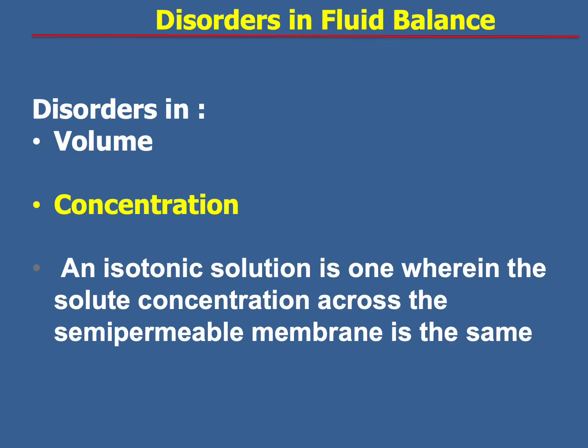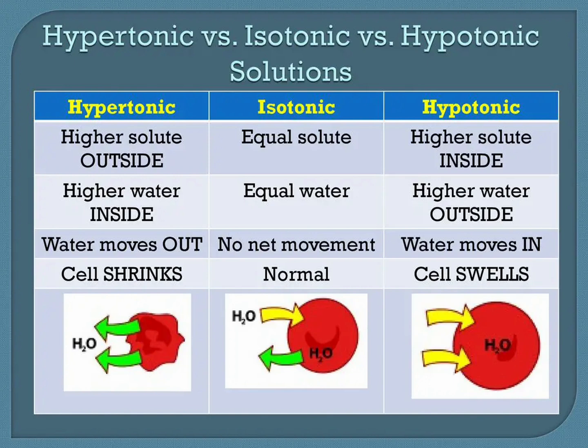An isotonic solution is one wherein the solute concentration across the semipermeable membrane is the same, and therefore an isotonic gain or loss of a salt solution will cause a change in the extracellular volume with no impact on intracellular fluid volume. However, if hypertonic fluid is given, water will pass from the intracellular space into the extracellular space until osmolarity is equalized. Also, if hypotonic fluid is given, then water will pass from the extracellular space into the intracellular space until osmolarity is equalized.